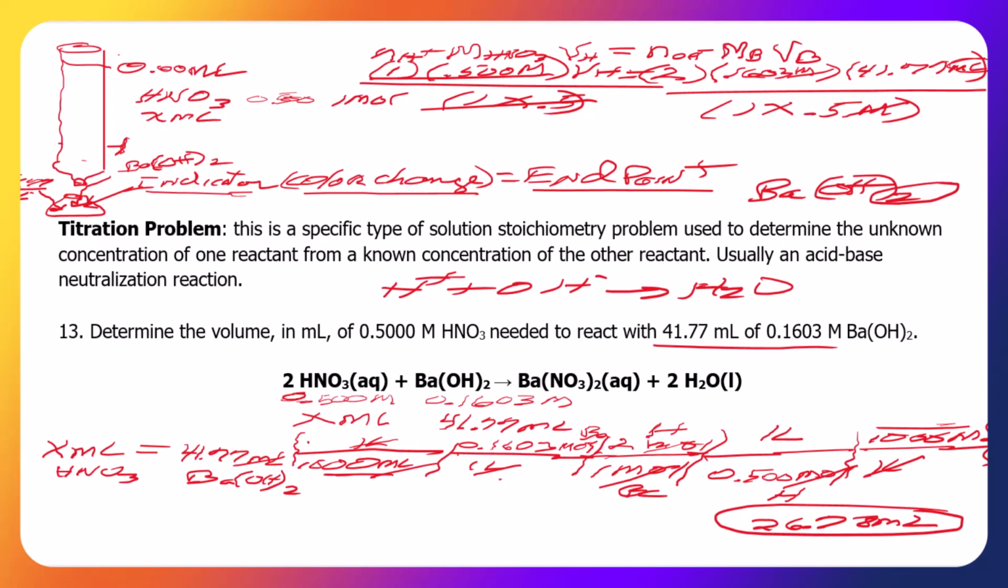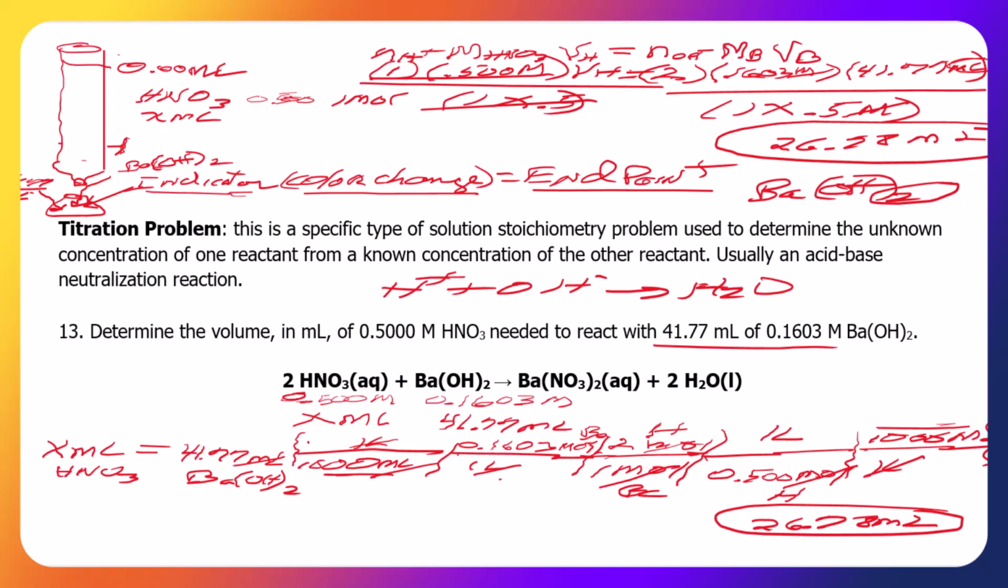Here, in this method, I have 41.77 in the numerator, just like I do with the equivalence method. I have 0.1603 molar in the numerator, just like I do in the equivalence method. I have 2 from the mole-to-mole ratio in the numerator in the stoichiometric method, and I have 2 in the numerator of the equivalence method and 0.5 in the denominator. And so when I solve this, I get the same answer, 26.78 milliliters. It is your choice how you solve the problem.